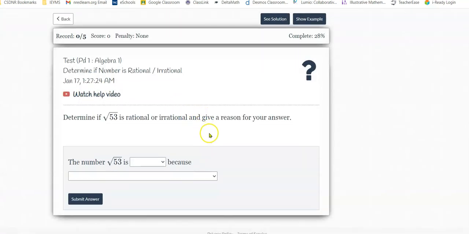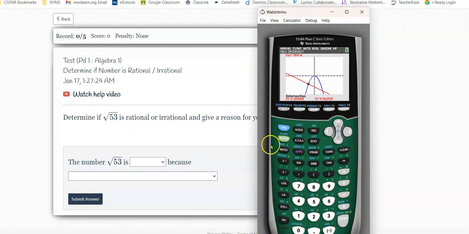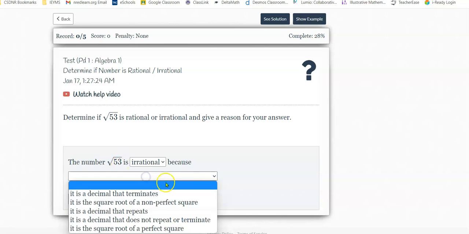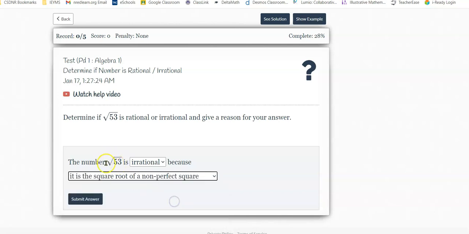We talked about rational and irrational numbers. If you're not sure if a square root is rational or irrational, simply type it in your graphing calculator in the math menu right here. Square root of 53. If it's a perfect square, you'll see an integer. If it's irrational, you'll see this wacky decimal. So we're going to say it's irrational, and that's because 53 is not a perfect square. So we have a square root question, but the square root of 53 is a non-perfect square.